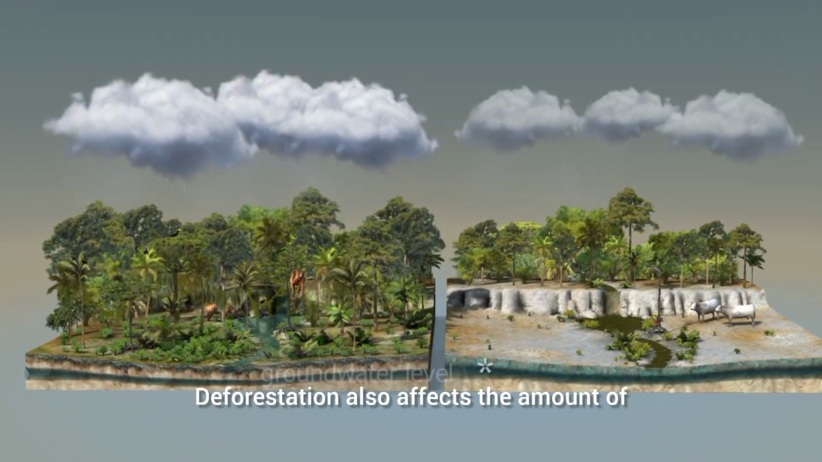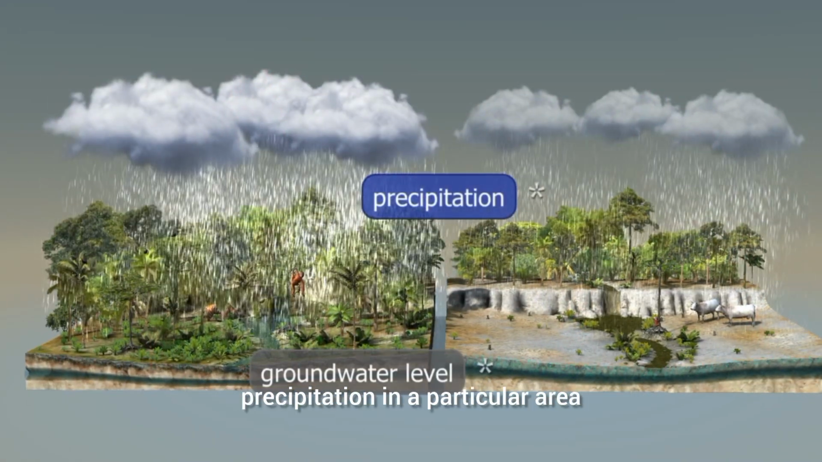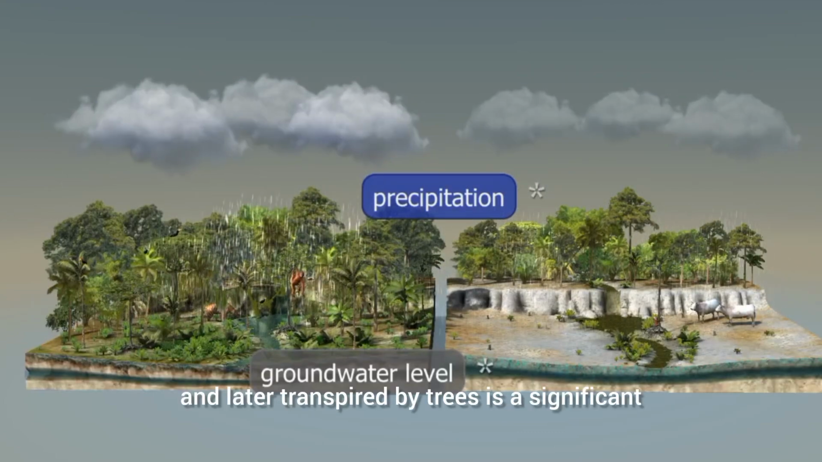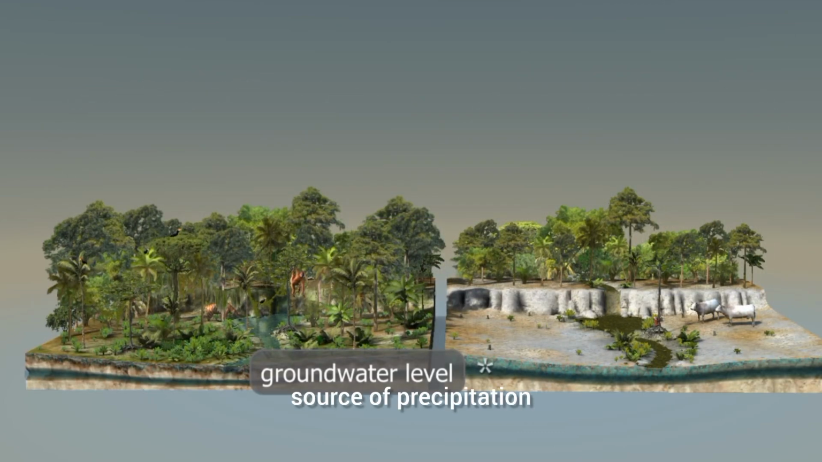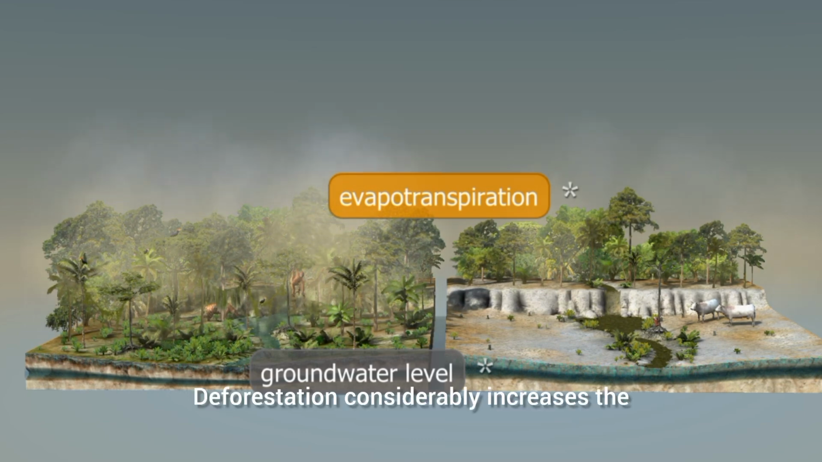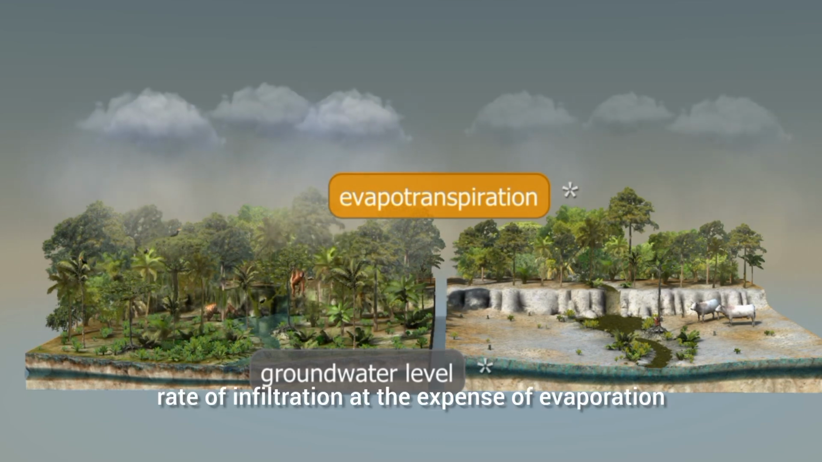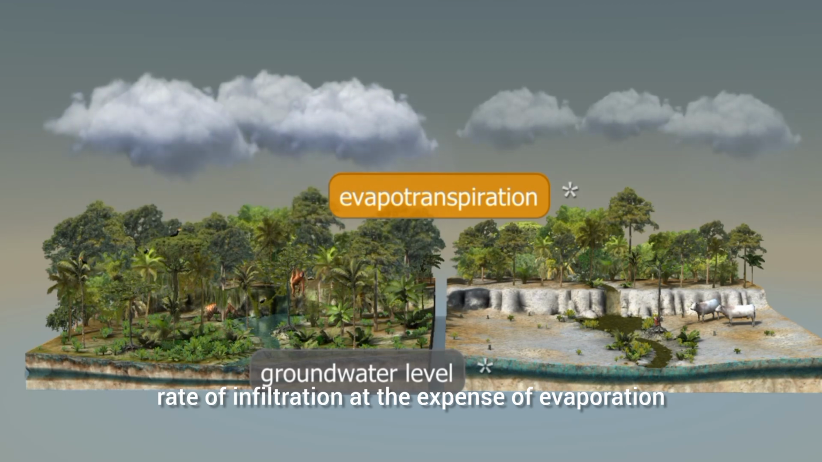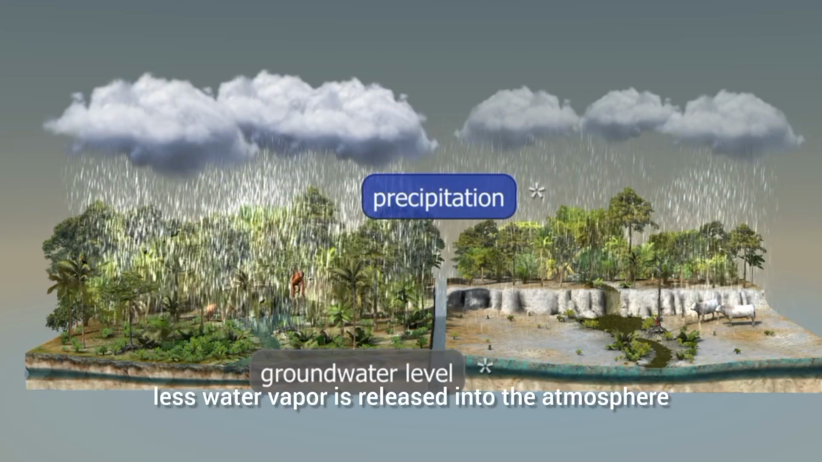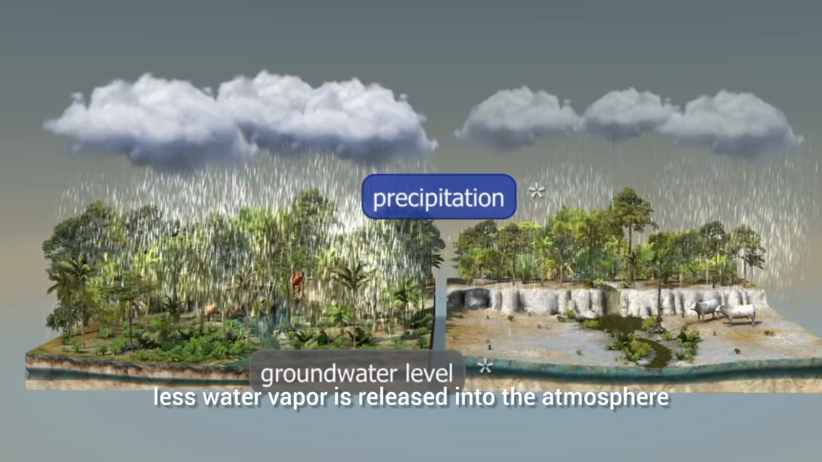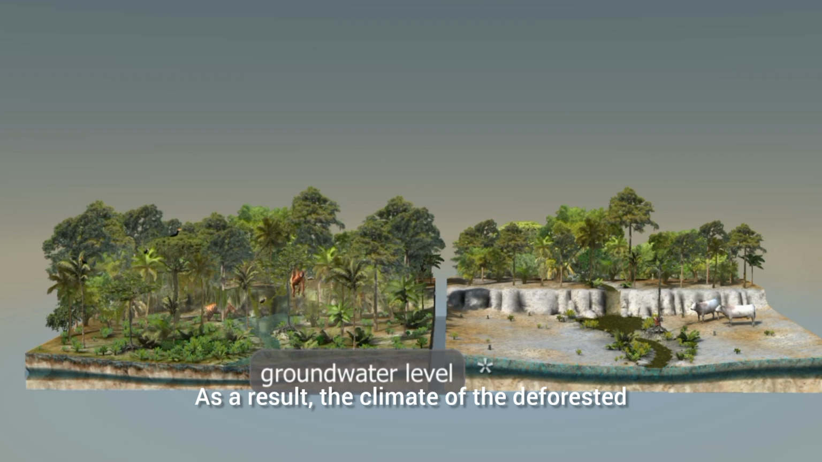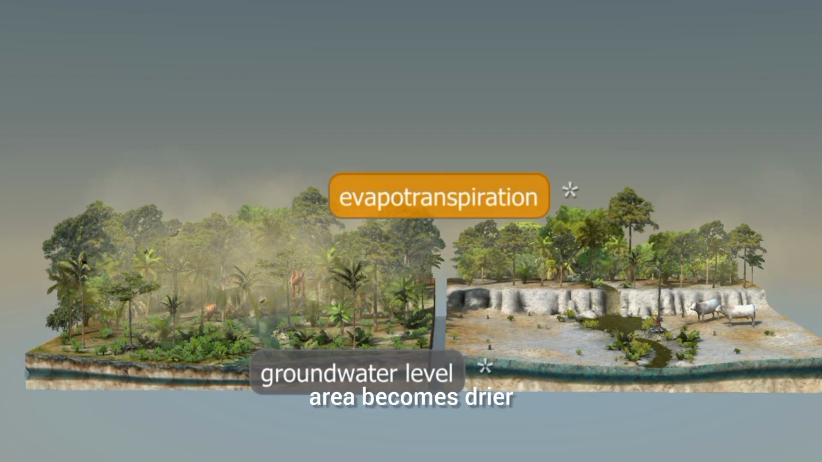Deforestation also affects the amount of precipitation in a particular area. The water absorbed and later transpired by trees is a significant source of precipitation. Deforestation considerably increases the rate of infiltration at the expense of evaporation. Therefore, if the forest is destroyed, less water vapor is released into the atmosphere, causing less precipitation. As a result, the climate of the deforested area becomes drier.